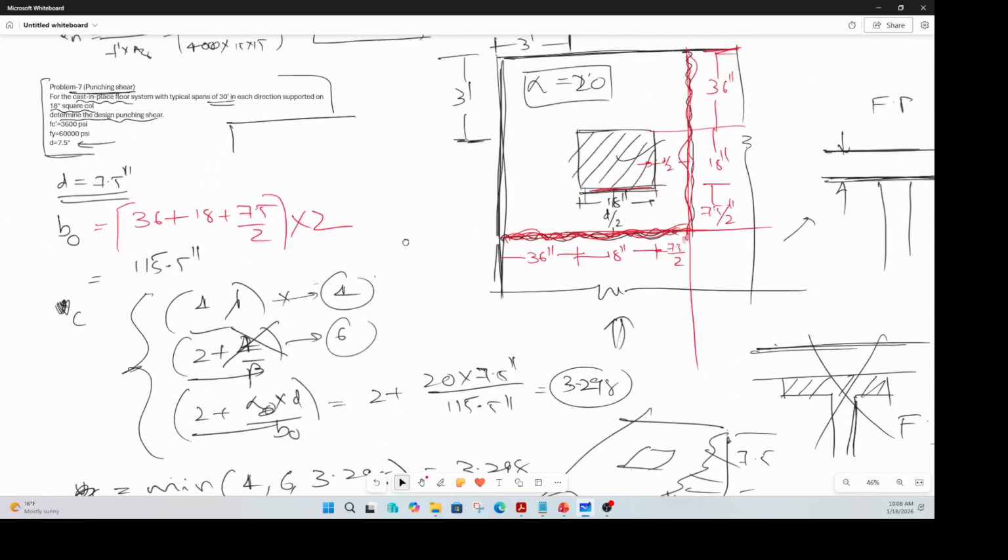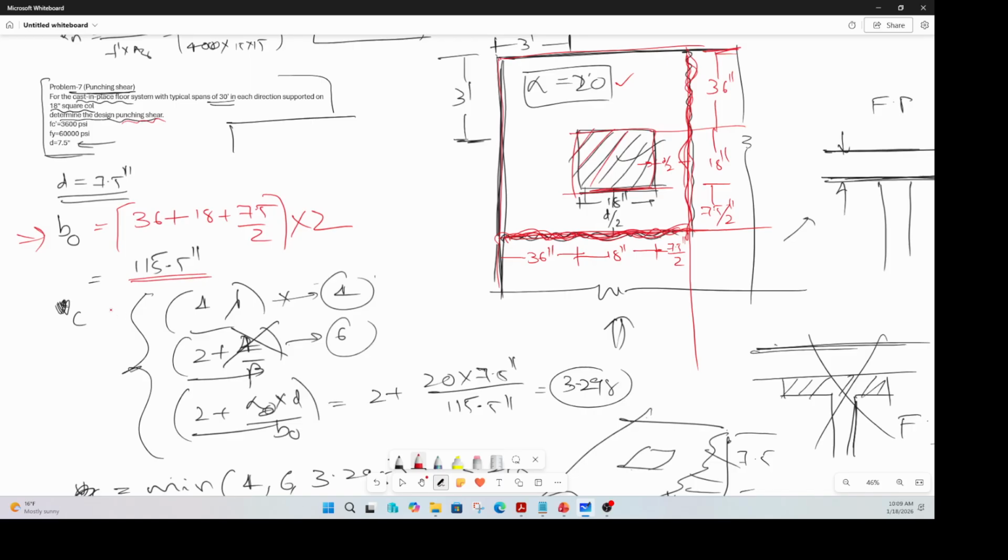So just to recap here, we were given the slab. We were told that this was in a discontinuous edge. We were told that this column is at the corner. That means alpha value is 20, and we had to calculate our punching shear strength, determine the design punching shear. Before we do anything, we had to calculate the critical section, and that critical section length was found to be 115.5 inches.